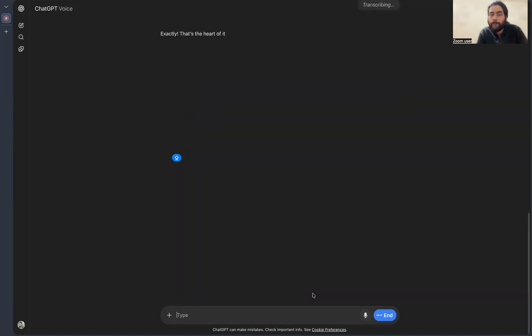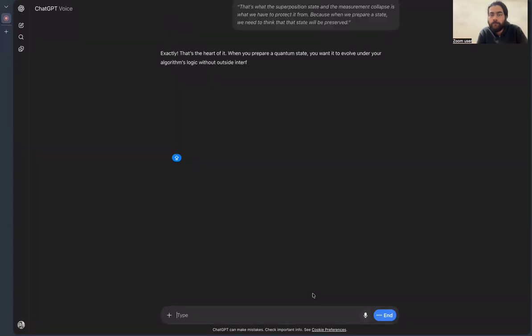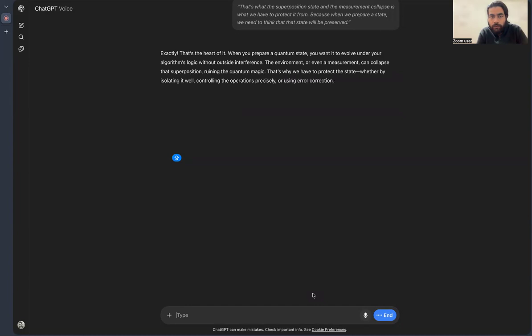Exactly. That's the heart of it. When you prepare a quantum state, you want it to evolve under your algorithm's logic without outside interference. The environment or even a measurement can collapse that superposition, ruining the quantum magic. That's why we have to protect the state, whether by isolating it well, controlling the operations precisely, or using error correction. In a sense, you're creating a delicate temporary bubble of quantum coherence to get your problem solved before it pops.